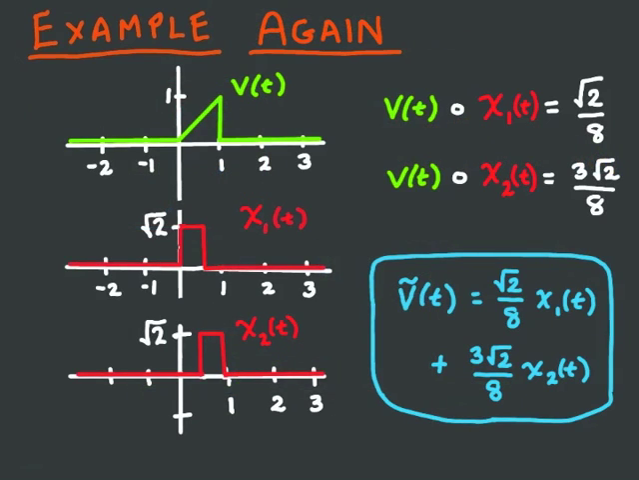We'll do this approximation example one more time, and this time we'll use a different set of orthonormal basis vectors. We'll choose x1 and x2 shown here. These basis vectors are pulses, x1 between 0 and 1/2 a second, and x2 between 1/2 and 1 second. We'll find the components: in the x1 direction that'll be square root of 2 over 8, and in the x2 direction it'll be 3 times square root of 2 over 8. And so then we'll have found our approximation using this set of basis signals.